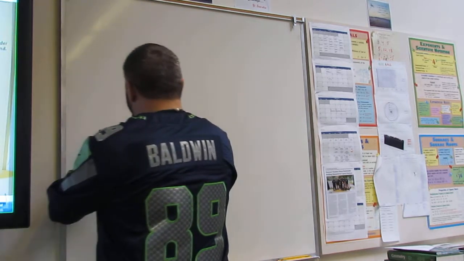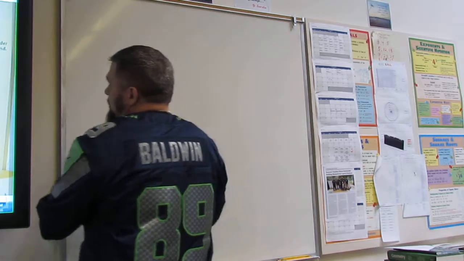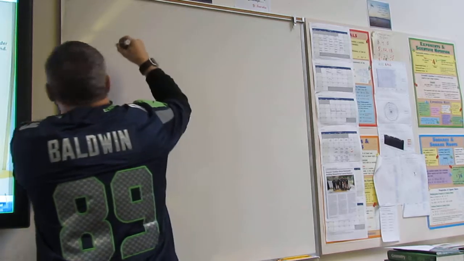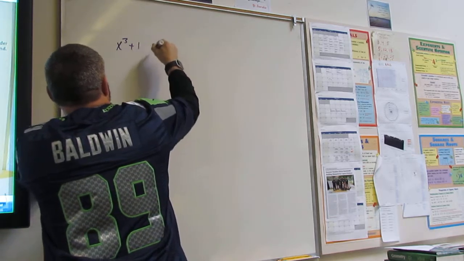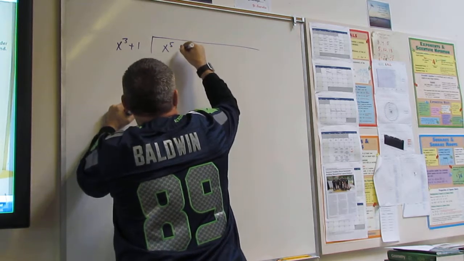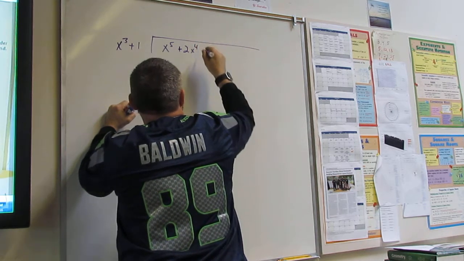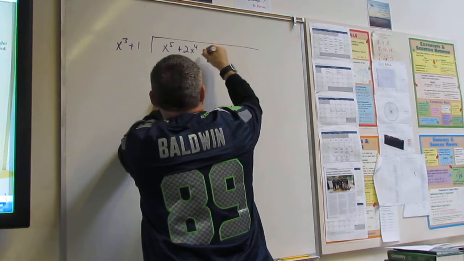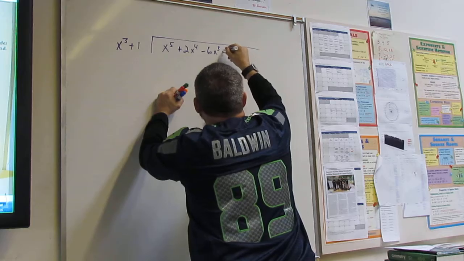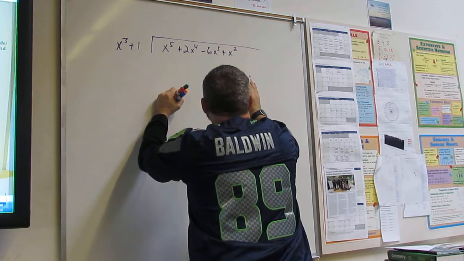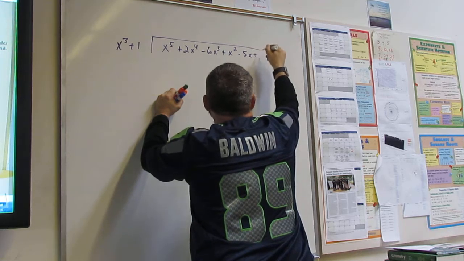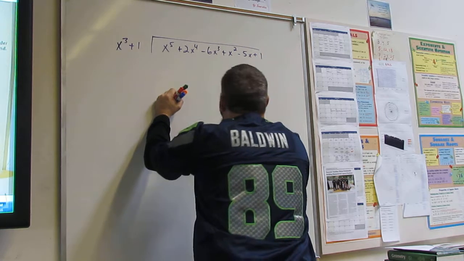All right, can you read this to me? It'll go a lot faster. Read the first one. X cubed plus 1, right? All right, then x to the 5th plus 2x to the 4th minus 6x to the 3rd plus x squared minus 5x plus 1. All right, fun done.